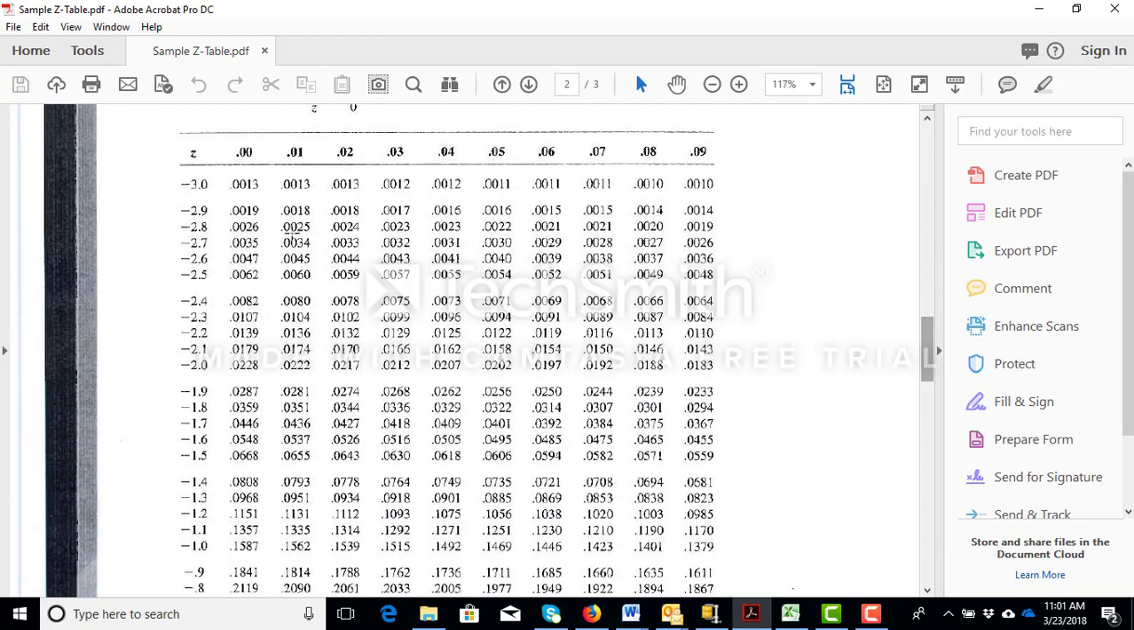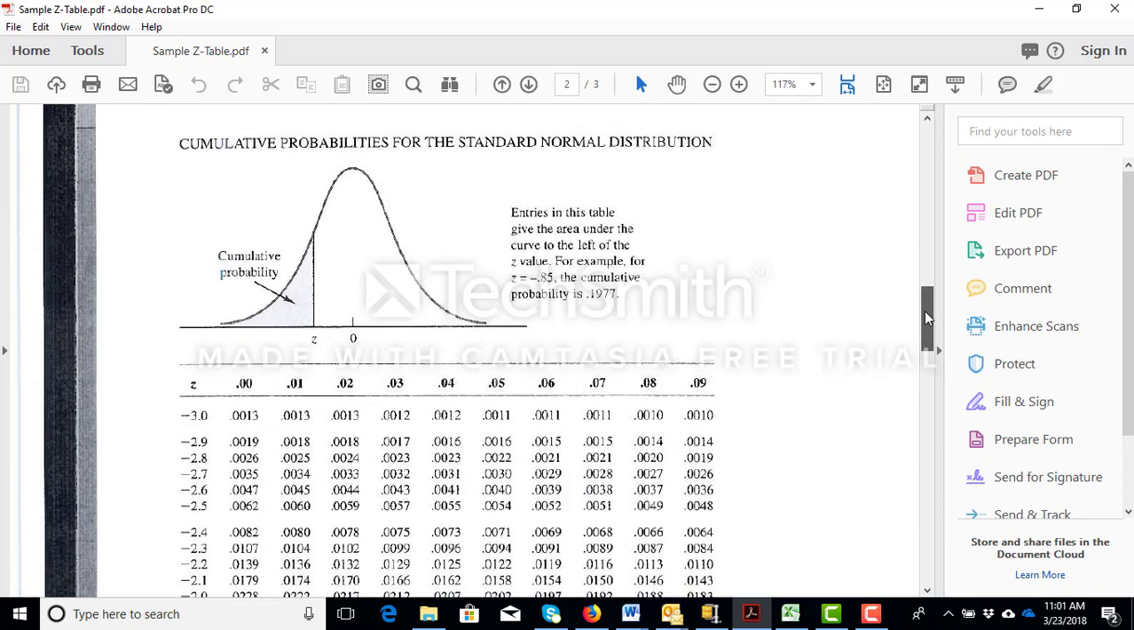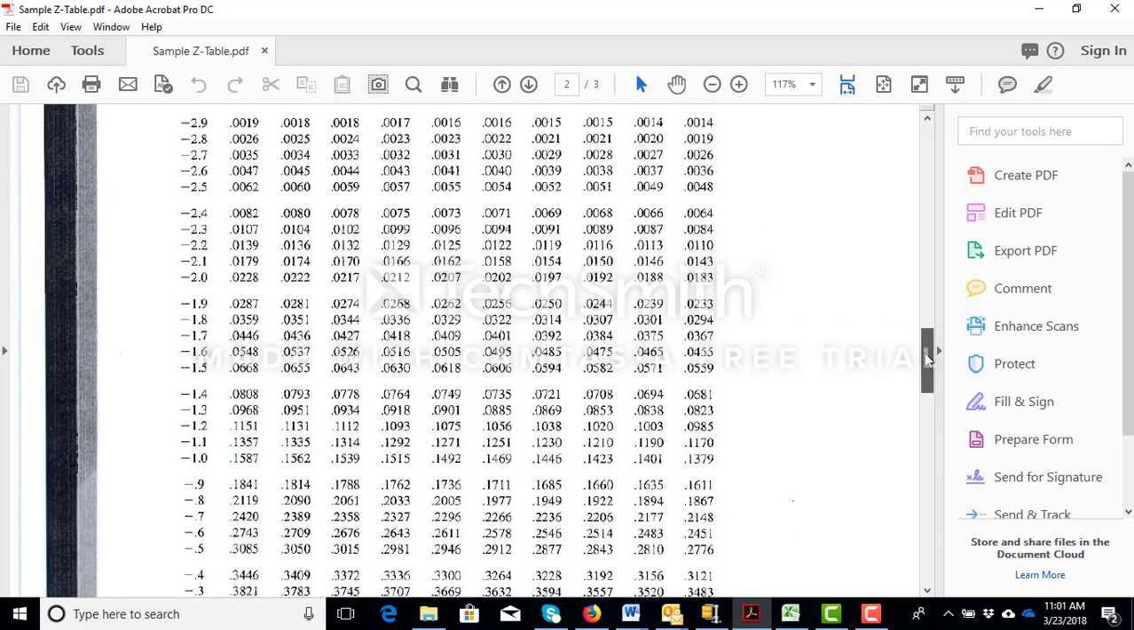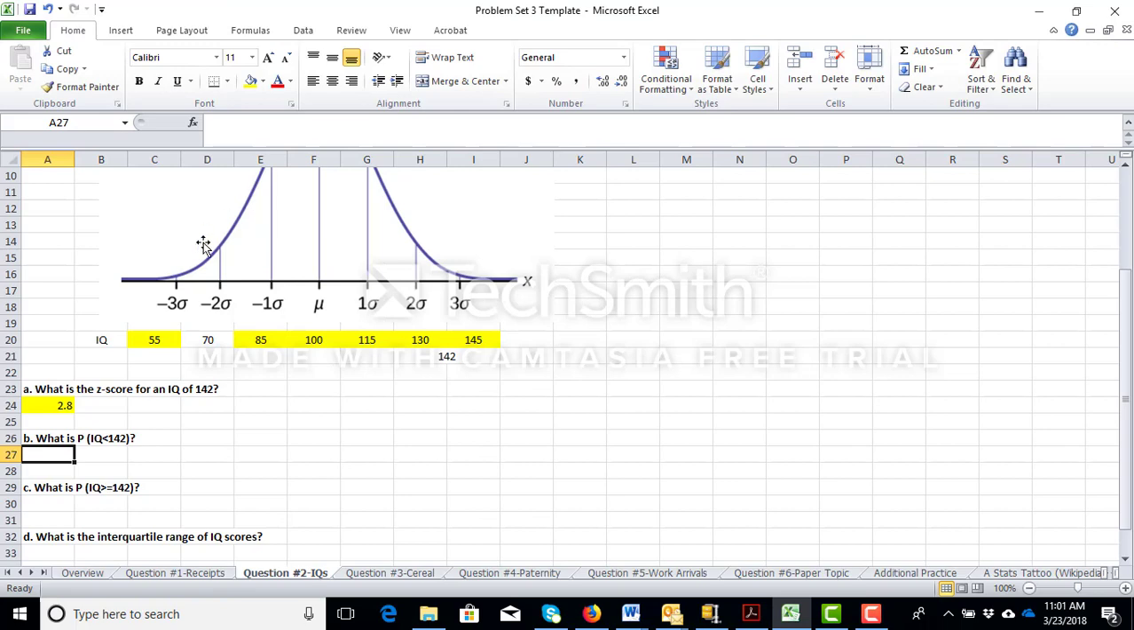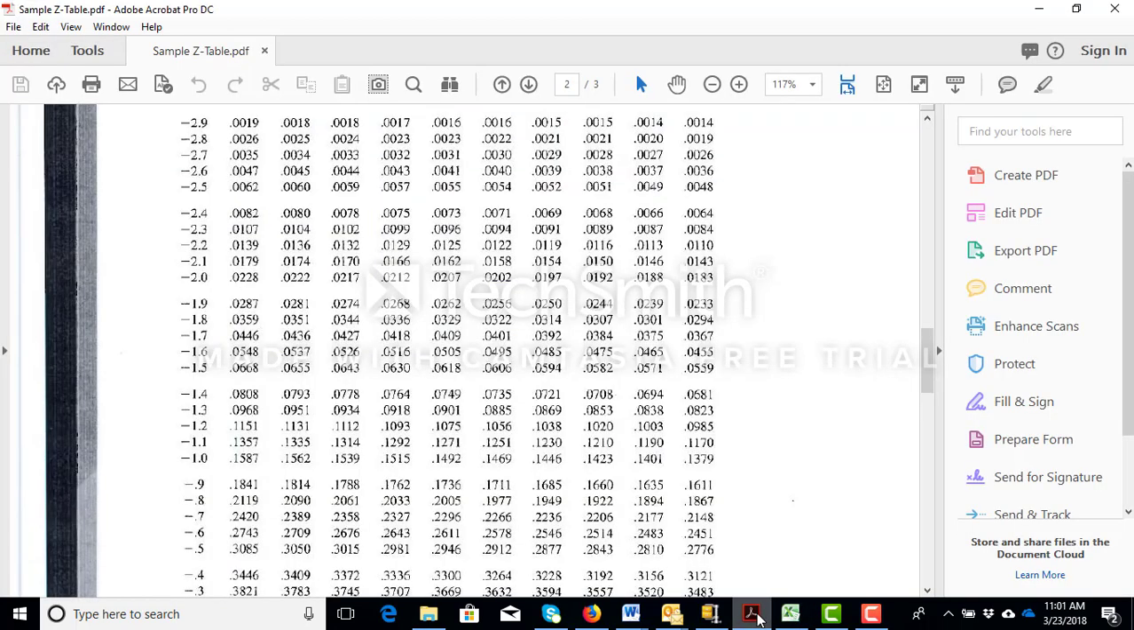The way the z-table is set up is the numbers on the outside of the table are the z-scores. The numbers on the inside are the percentages, the probabilities. So a z-score of minus 0.85. The first sheet here is negative z values. What's a negative z value? A negative z value is all the stuff over here to the left of the average. So the first sheet is negative z-scores.